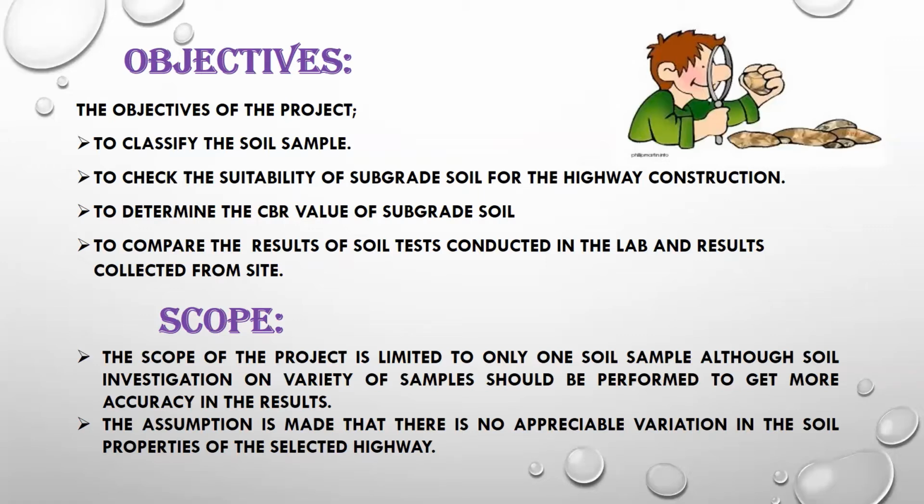The scope of the project is limited to only one soil sample. As I have already told you, soil investigation on a variety of samples should be performed to get more accuracy in the results. The assumption is made that there is no appreciable variation in the soil properties of the selected highway. These were the two limitations of the project scope, so we have taken only one sample.